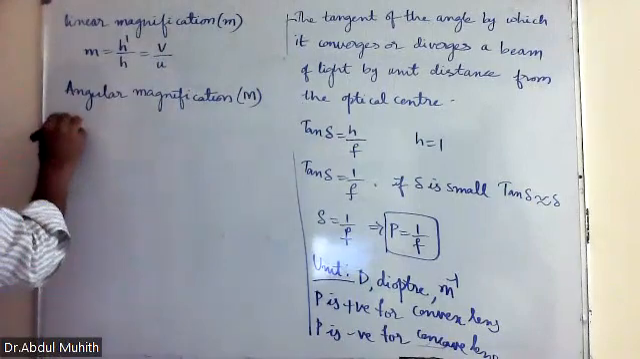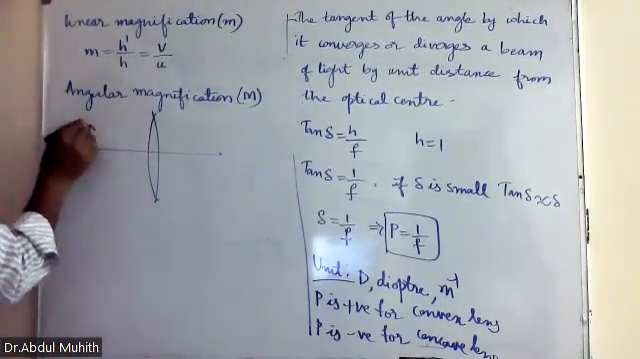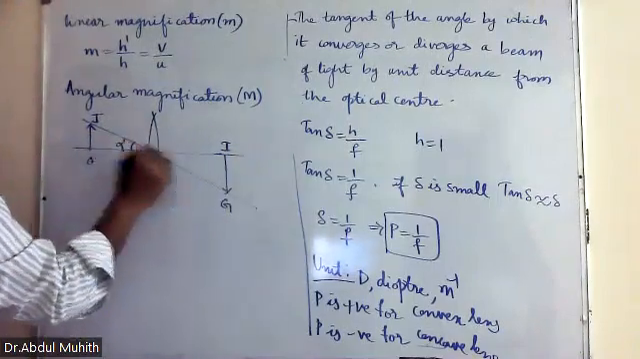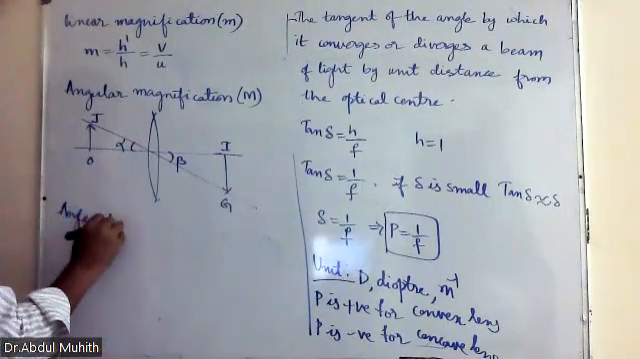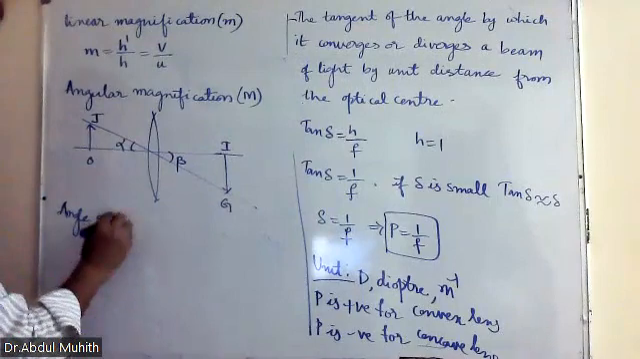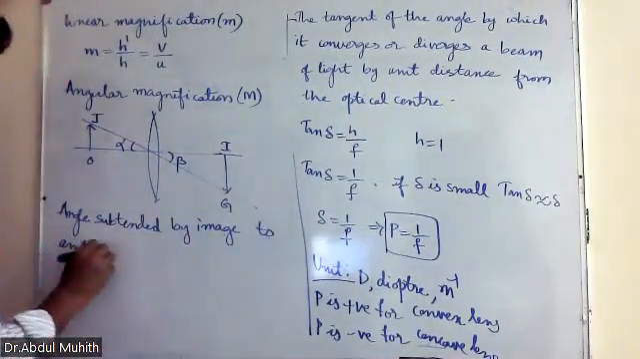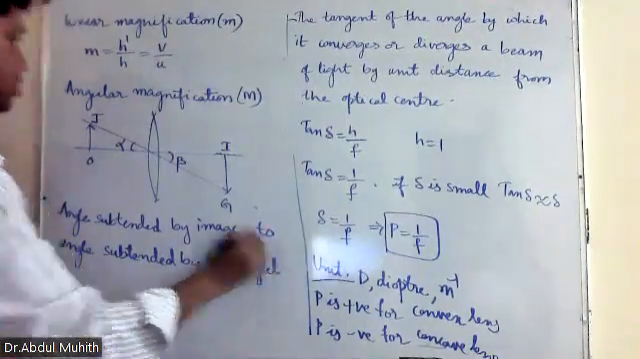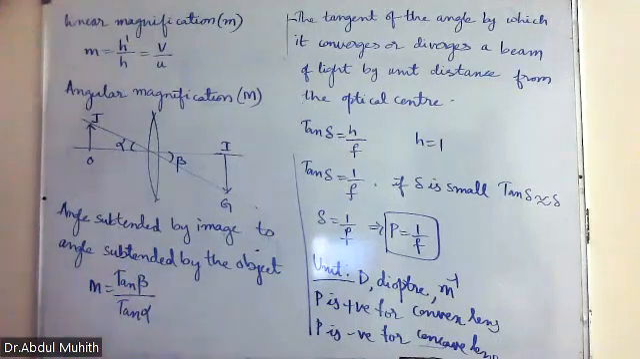So what is that? That is the angle subtended by the image. I'll first draw the diagram. See, this is the lens. This is the object OJ. This is the image IG. This is alpha and this is beta. The ratio of the angle subtended by the image to the angle subtended by the object is said to be angular magnification. So capital M is equal to tan beta divided by tan alpha, or beta by alpha we can write. Is that clear?